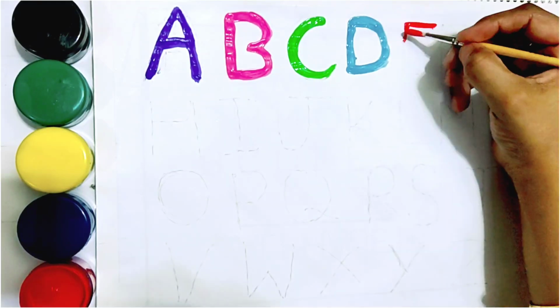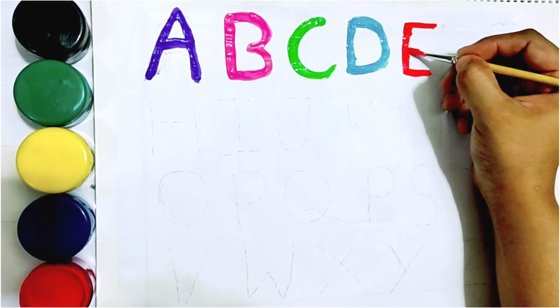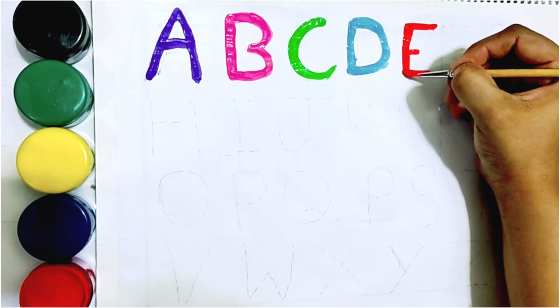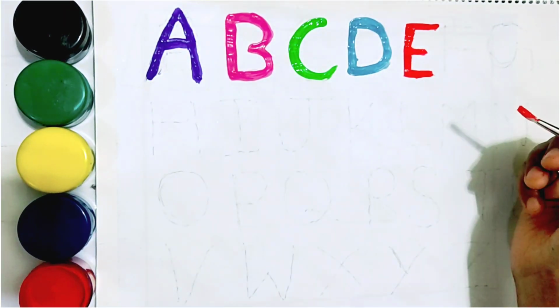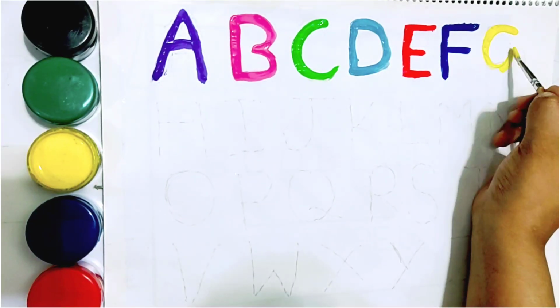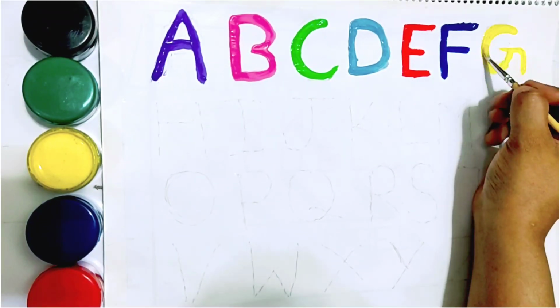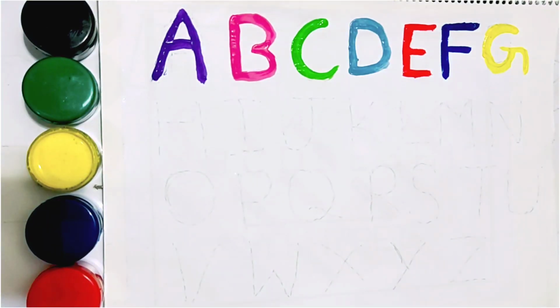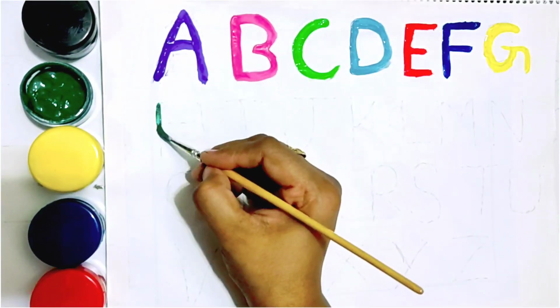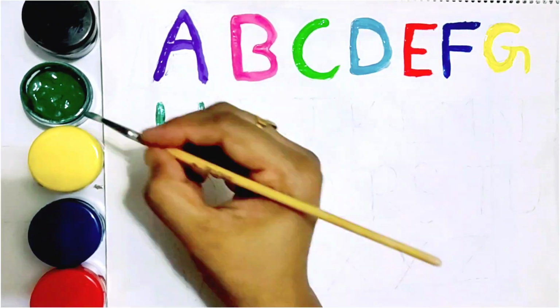E. Red color. E for egg. F. Dark blue color. F for fish. G. Yellow color. G for grapes. H. Dark green color. H for hen.